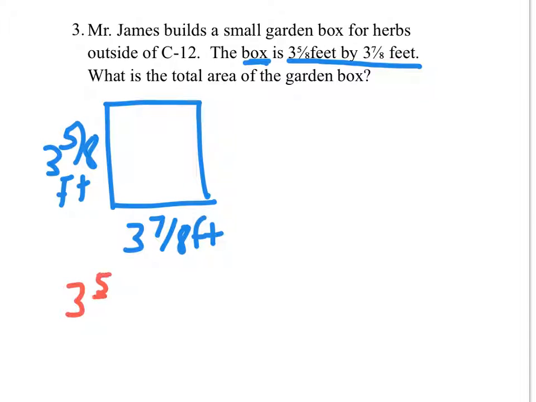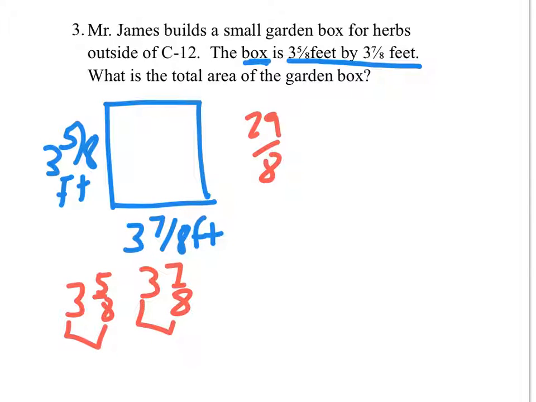So 3 5/8. You say 3 times 8, there's 24/8 from the wholes, plus 5, there's 29/8. And then the 3 7/8. So okay, 3 times 8 is 24, plus 7 is 31/8.